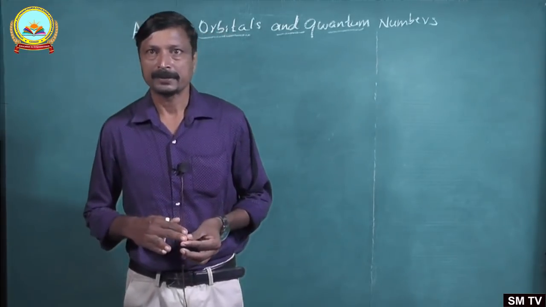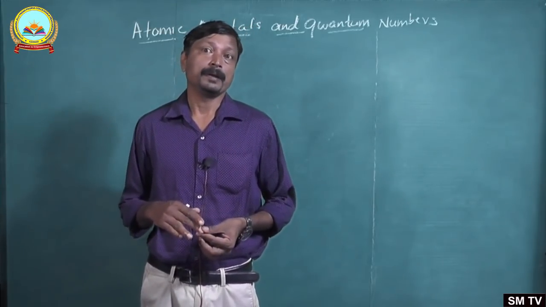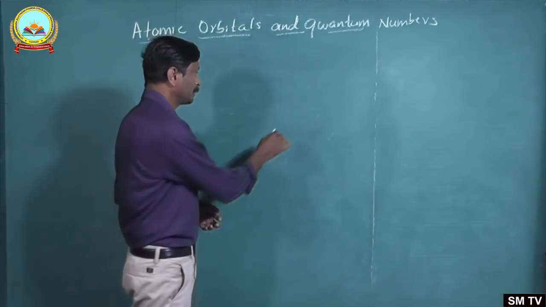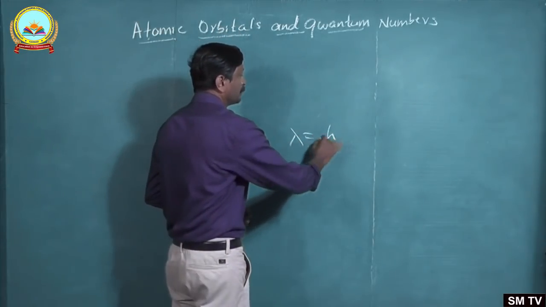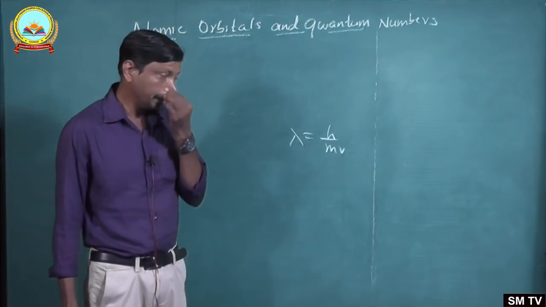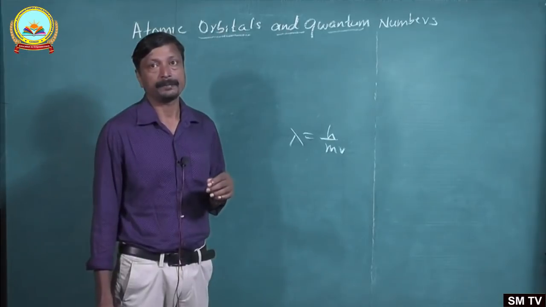In my last class, I discussed the dual behavior of matter. That is de Broglie's equation: lambda is equal to h by mv, or h by p. Here lambda is the wave character, and mv is the particle character.